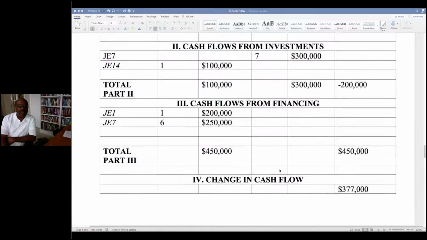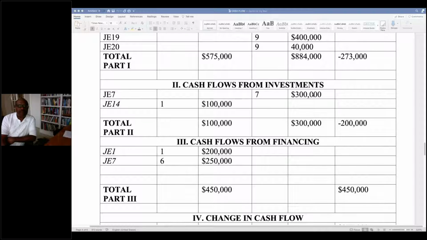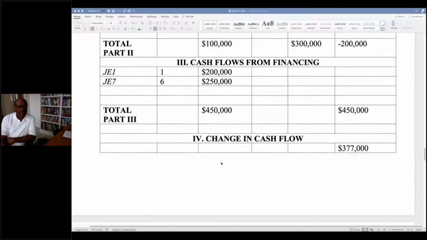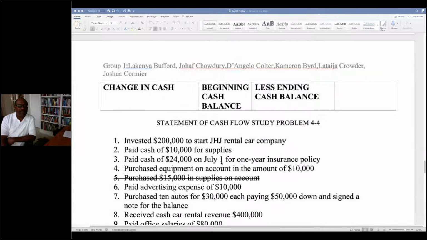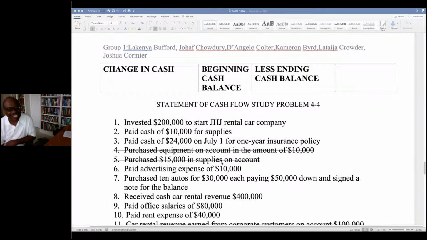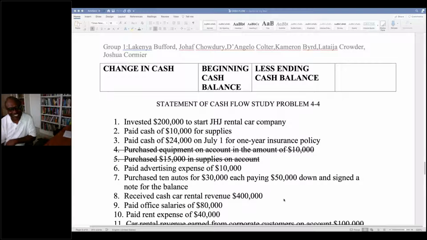So what I want to see would be $300,000 here and $250 here. Boy, you're doing well. This team is doing well. See, we know a little something. I may need to challenge y'all more. Y'all so good.